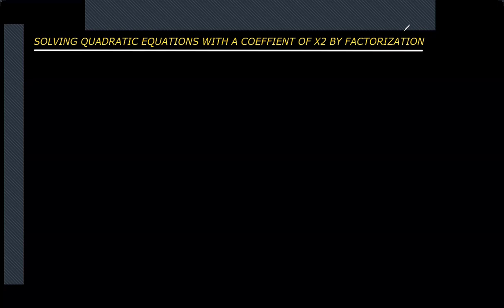So you have 6x squared minus x minus 40 equals 0. To give you a heads up, for factorization we'll still use the same technique from my previous video, the sum and product.